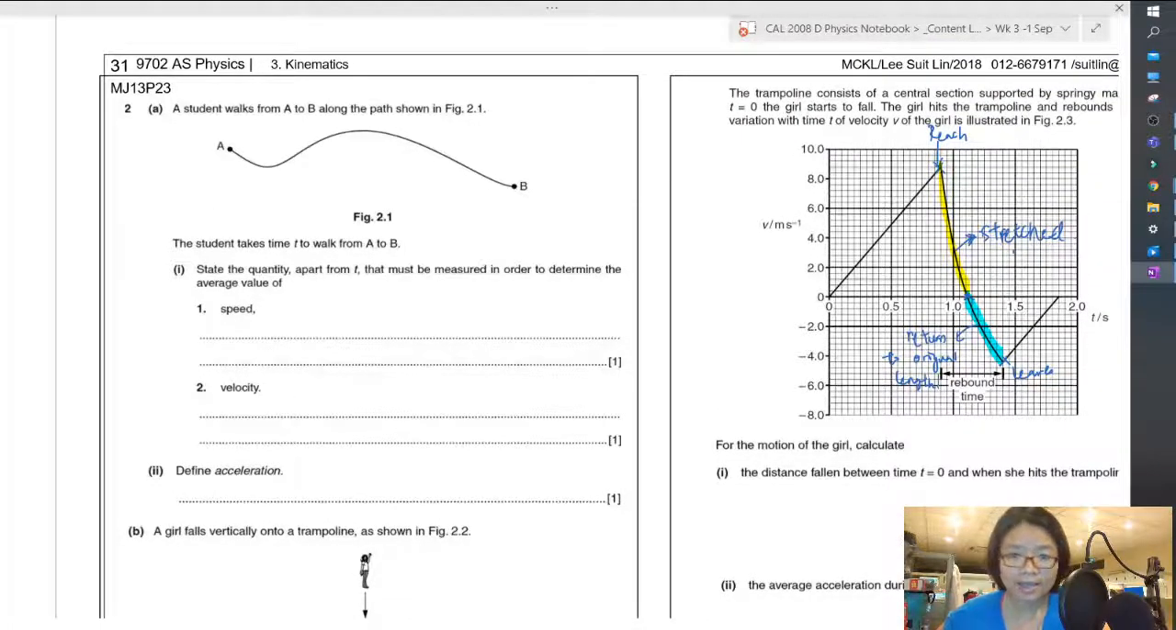Take care. I will see you in the next video where we'll talk about the final subtopic of projectile, which is 3.6, I think, where we begin to throw balls at an angle.